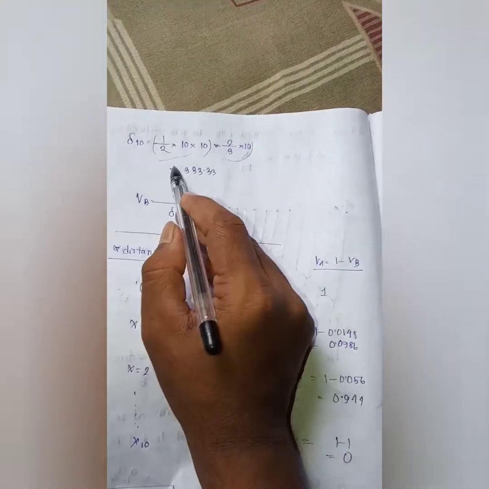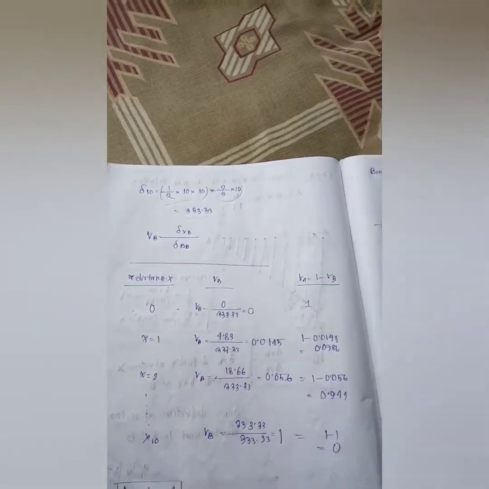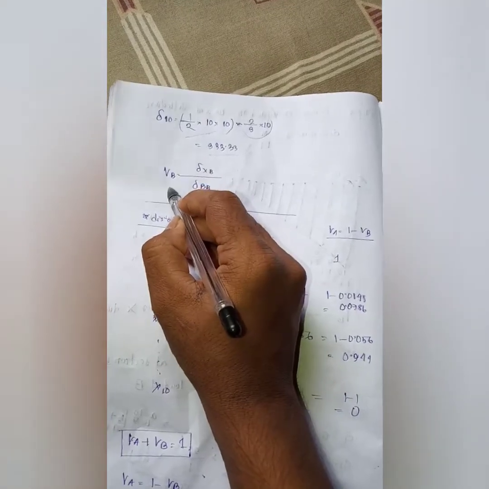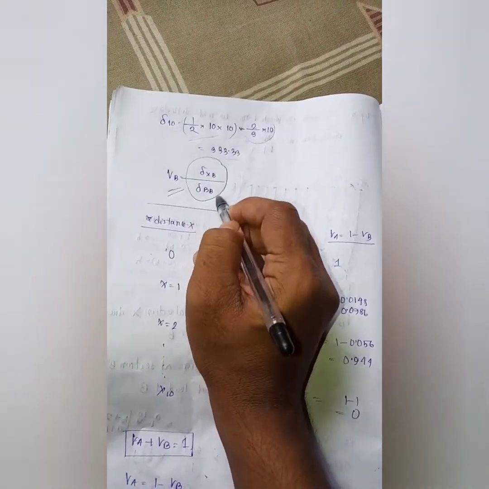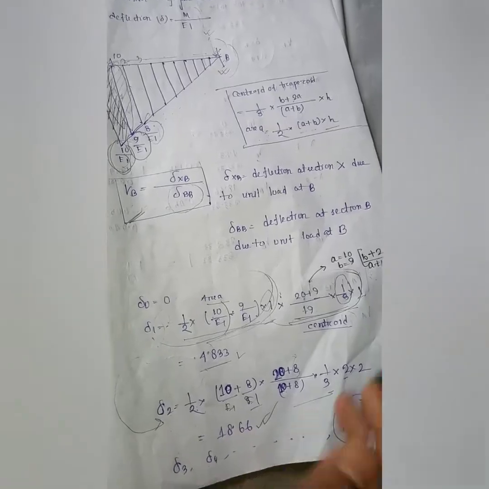Okay, so here I can find delta 10 equal to 333.33. Now we have discussed this earlier. According to this principle, we can find the value of BB, right? What is it? It is delta XB divided by delta BB. We can find the deflections at each and every section, right? Delta 1, delta 2, okay.